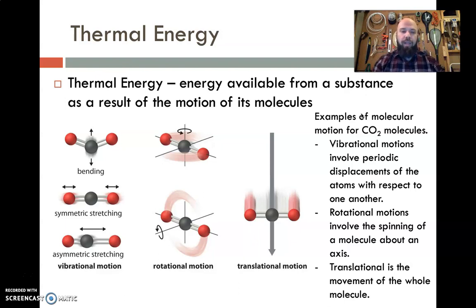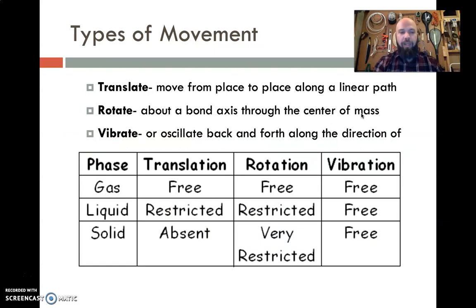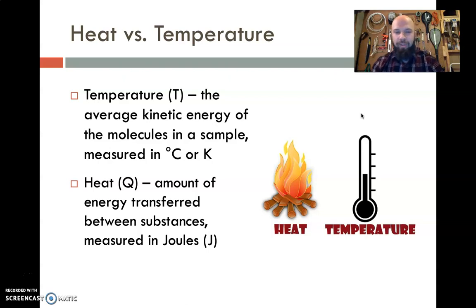All of these motions take place, but it depends on what state the substance is in. If you're in the gaseous state, then you have free translational, rotational, and vibrational motion occurring at all times. If you're in a liquid, your translational and rotational motion are restricted due to intermolecular forces. And if you were in a solid state, then there's no translational motion and you have some of that rotation restricted again. So all of these states depend on the temperature of your substance, which then directly relates to energy. So let's define heat and temperature now.